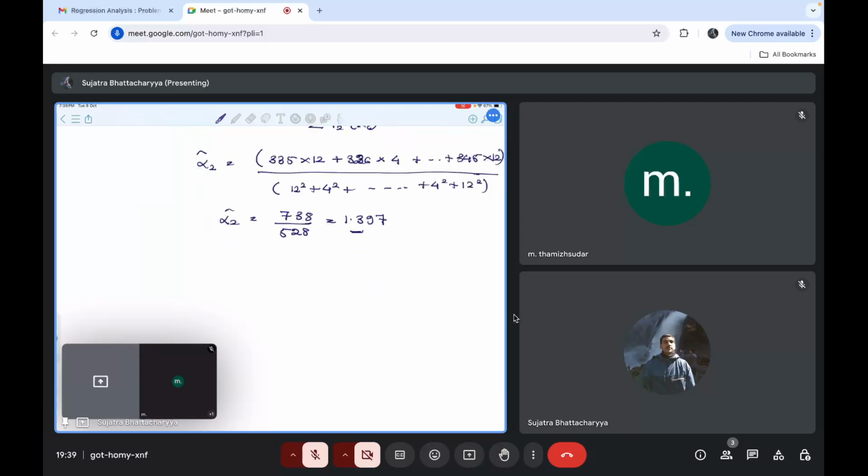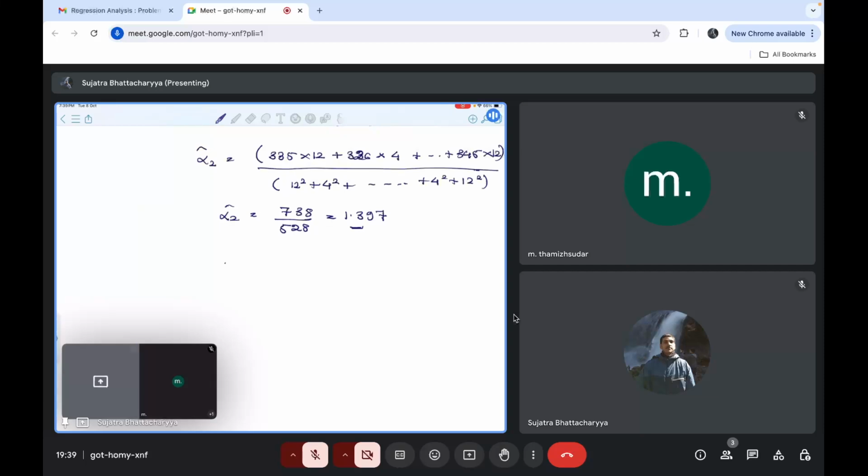Okay. So that is what it is. So your y hat therefore will be something like 324.3 into P naught x plus 0.7424 into P1x plus 1.397 into P2x. That's all.